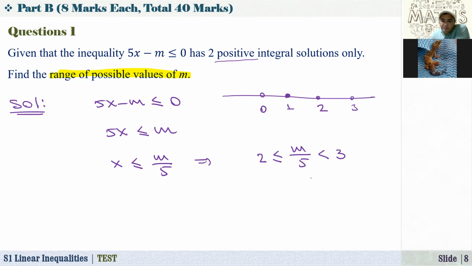So now from here, if you multiply all sides by 5, here we have 10 less than or equal to m less than 15. And that is the range of possible values of m. Sorry, actually 15 is not inclusive. m should be greater than or equal to 10 and less than 15.